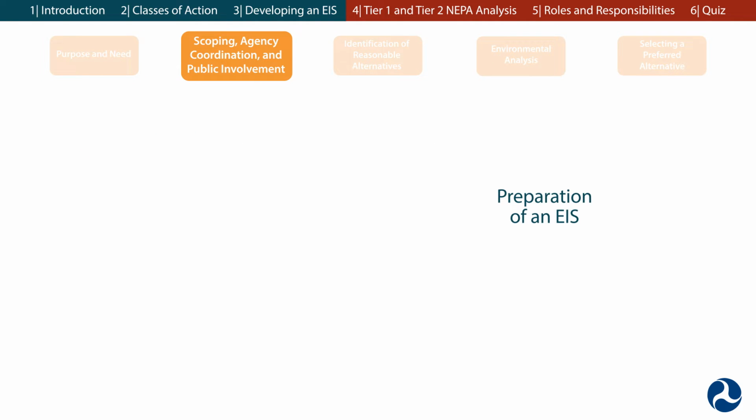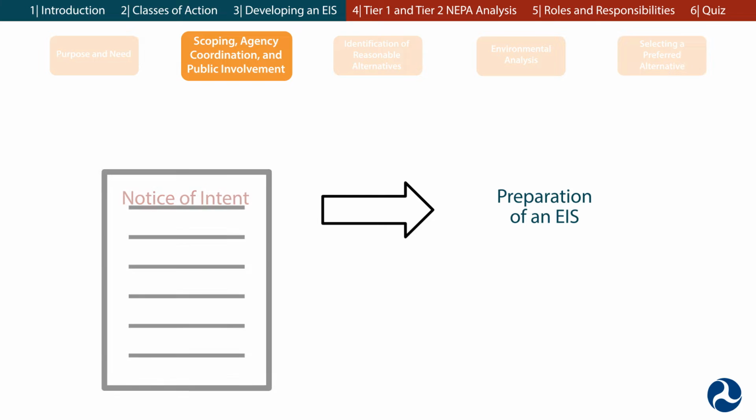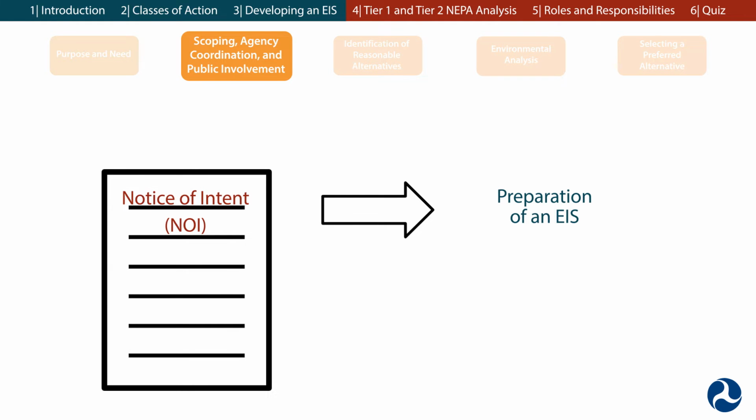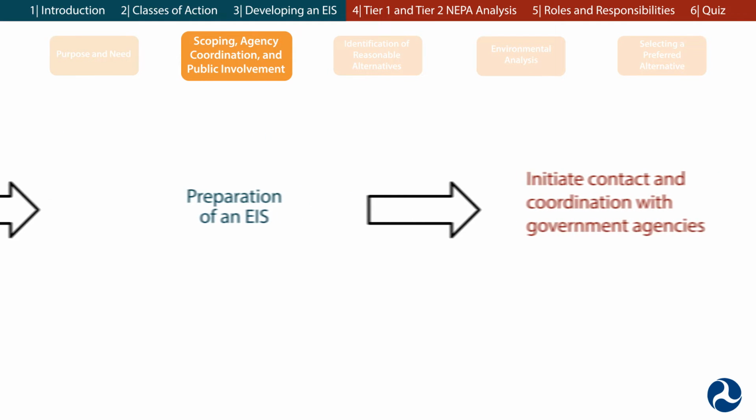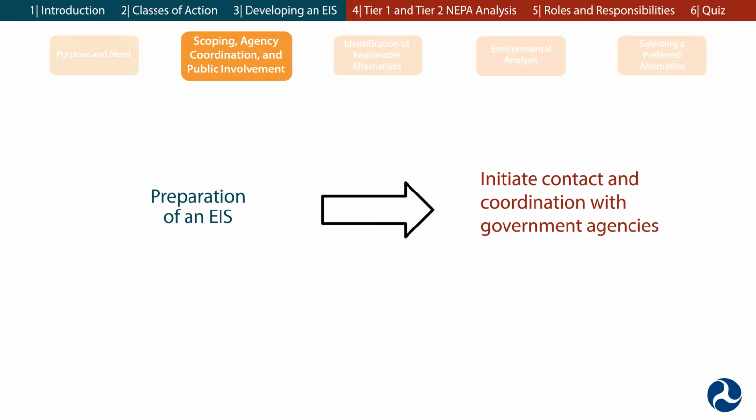The preparation of an EIS will be preceded by a formal Notice of Intent, or NOI, published in the Federal Register to notify public and government agencies that FRA will soon begin preparation of an EIS and that it is soliciting scoping input. Simultaneously, FRA must initiate contact and coordination with government agencies which may have jurisdiction over elements impacted by the project so that their input may be considered.